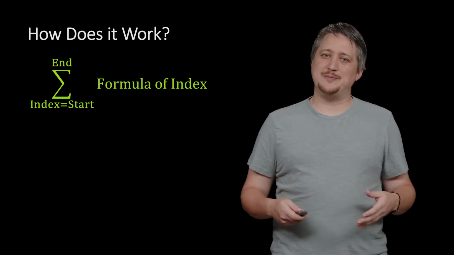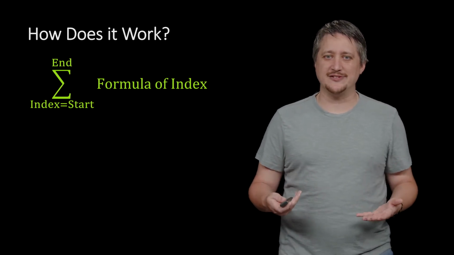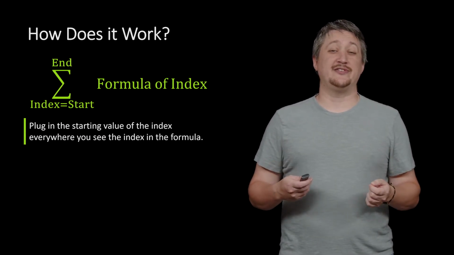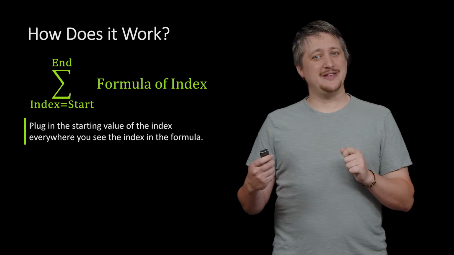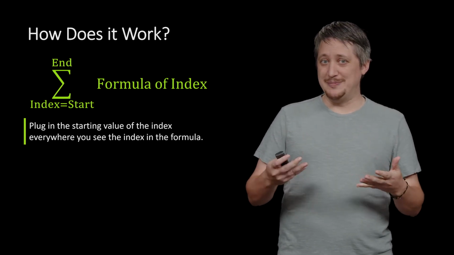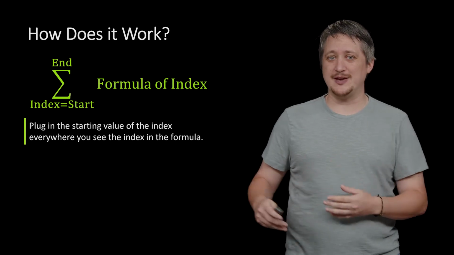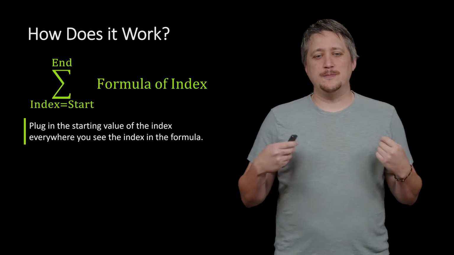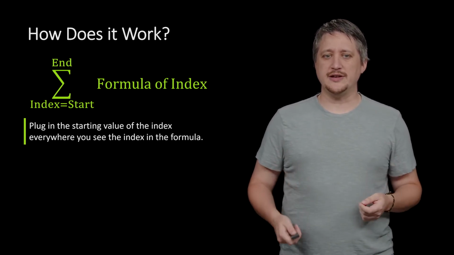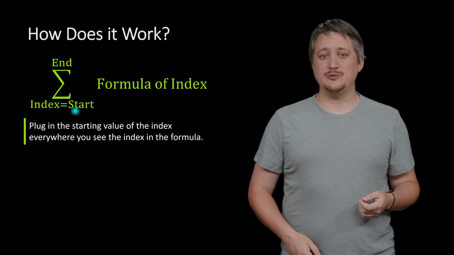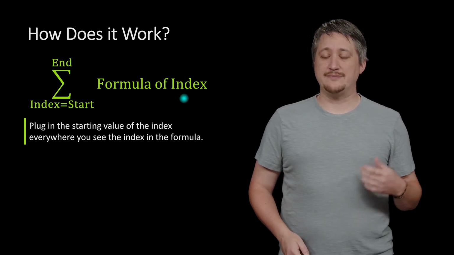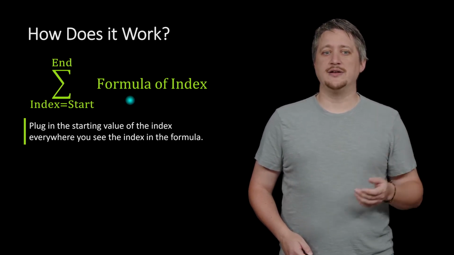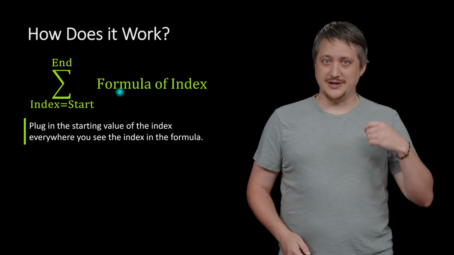I've described all of these pieces, but not how any of this actually functions to tell us addition. So the general process, and this is one of those things that's really weirdly hard to describe and yet very easy to see. So I'm going to do my best to describe it here, but we're going to do a whole bunch of examples so you can see how this works in practice, which is probably where it's going to click. So we plug in the starting value of the index, that K equals start. So we plug in that value into the formula everywhere where you see that index letter. So if the formula is something like K squared plus 1, and the index is K equals 1, you plug that in for K squared.